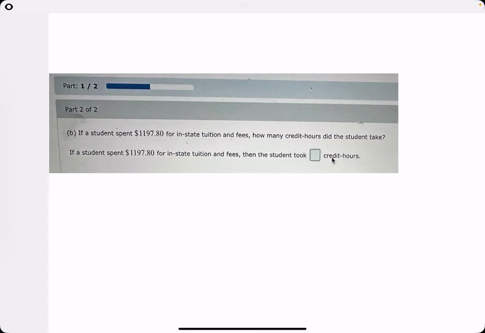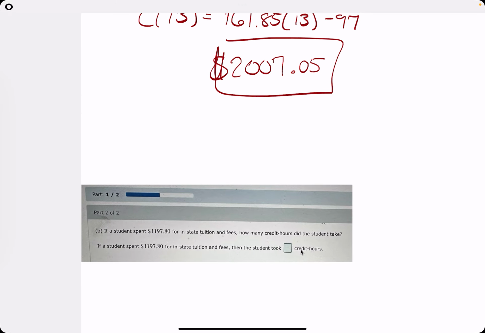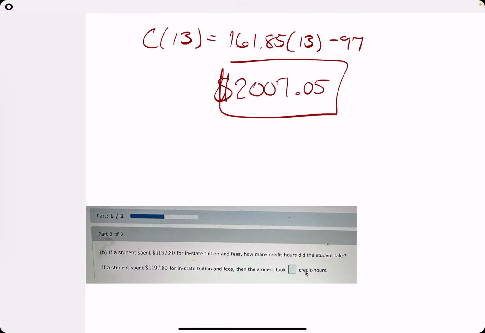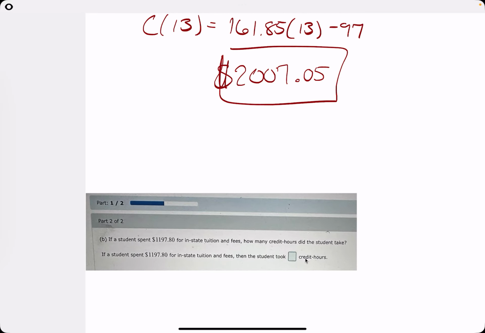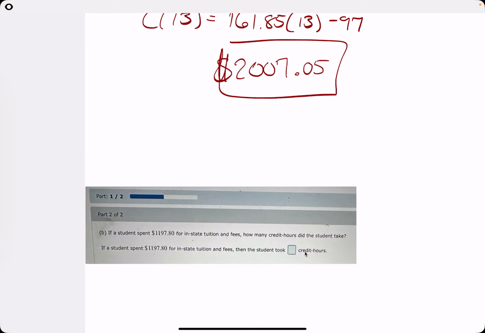If a student spends 1197.8, how many credit hours did they take? Okay, anyone want to take a guess? I mean, 13 was over 2,000, so I'd say about half of 13, but not quite half. So I'm going to say 7. Half would be 6.5, so I'm rounding up to 7.